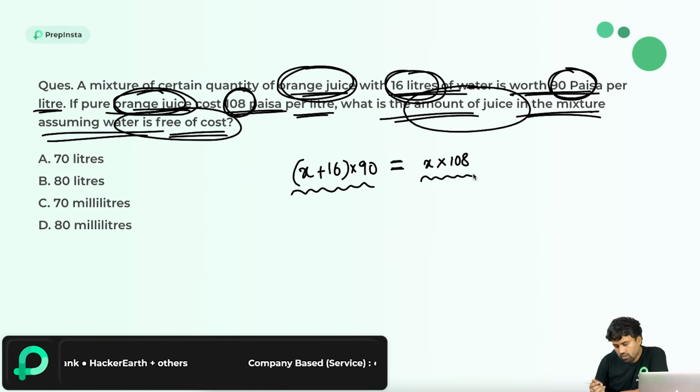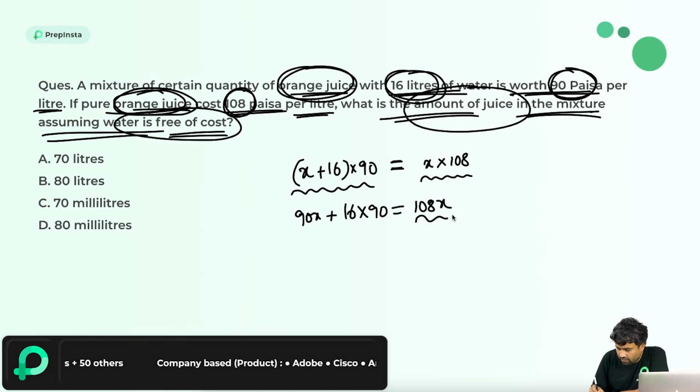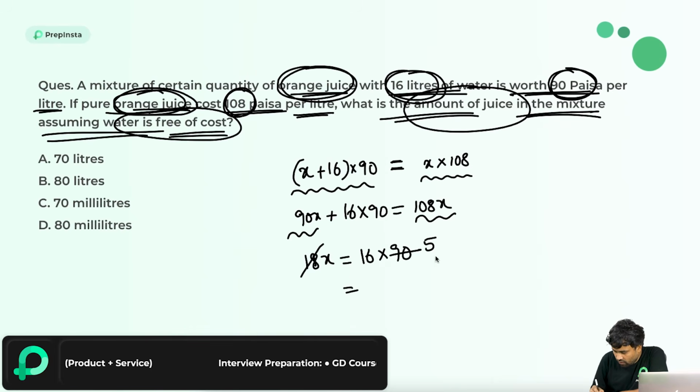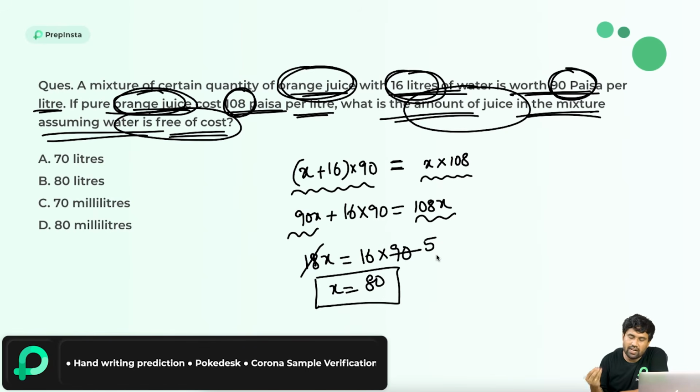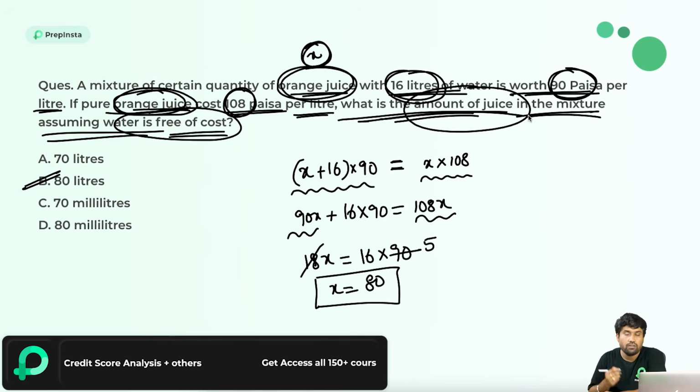Both will be same. So simply equalize that: 90x plus 16 into 90 is equal to 108x. So the difference between them is 18x is equal to 16 into 90. 18 will cancel 90, 5 times. So 5 into 16 is 80. So x value is 80 liters. x is what we assumed as the orange juice in the mixture. So 80 liters is the answer. Option B is correct.